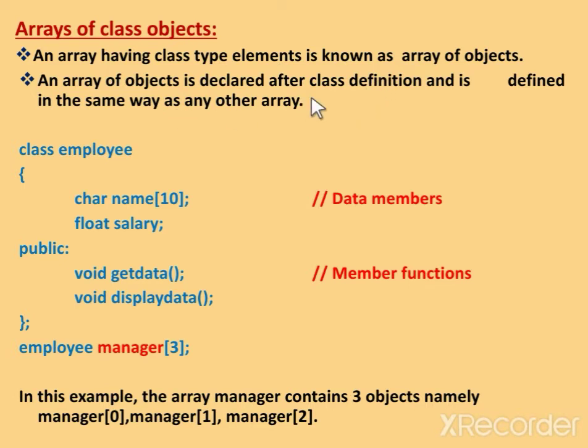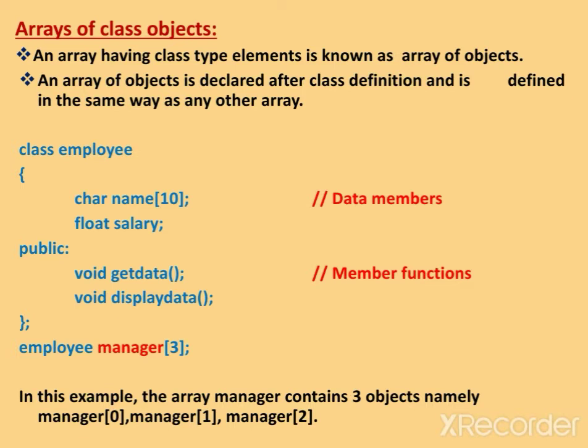See here in this program segment, I declared the array of objects after the class definition. Let me take one program segment: class employee. Here class is a keyword, and employee is the class name. Inside this class I declared the data members name and salary. Name is a string, so it can hold 10 bytes in memory, and salary is declared with the float data type.